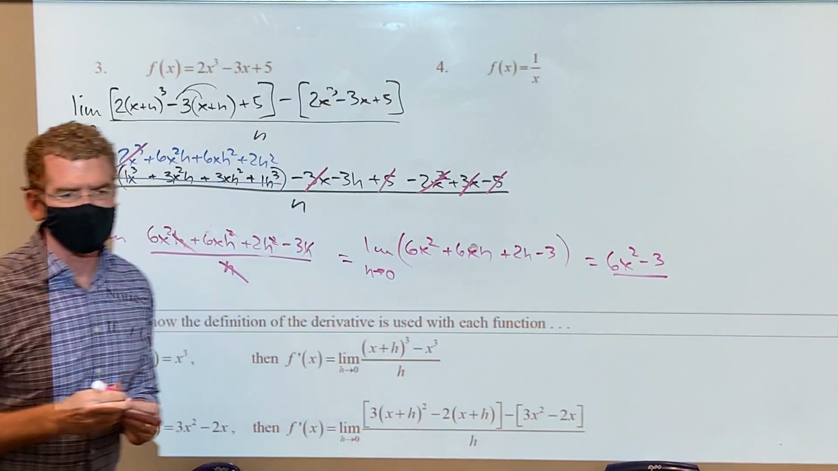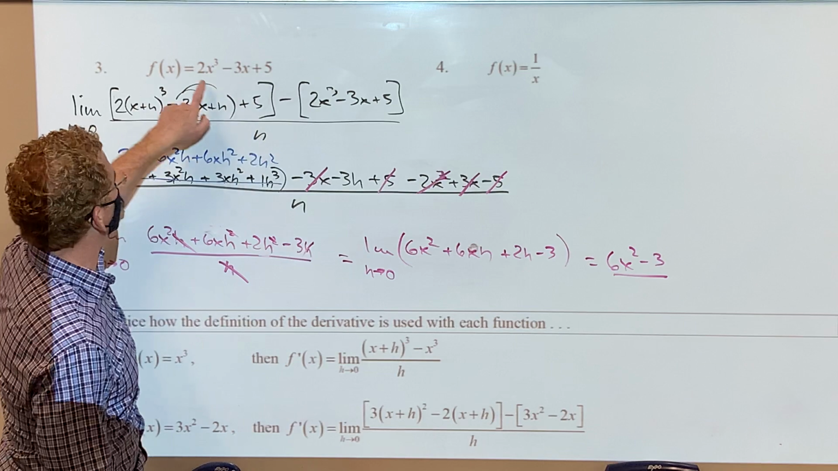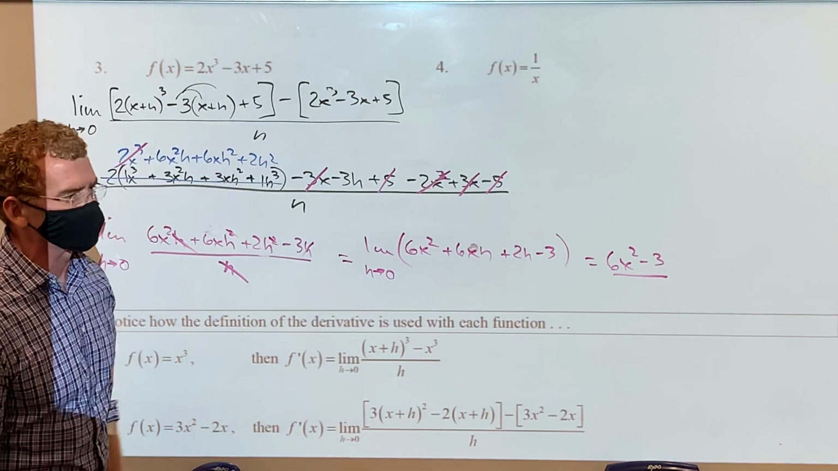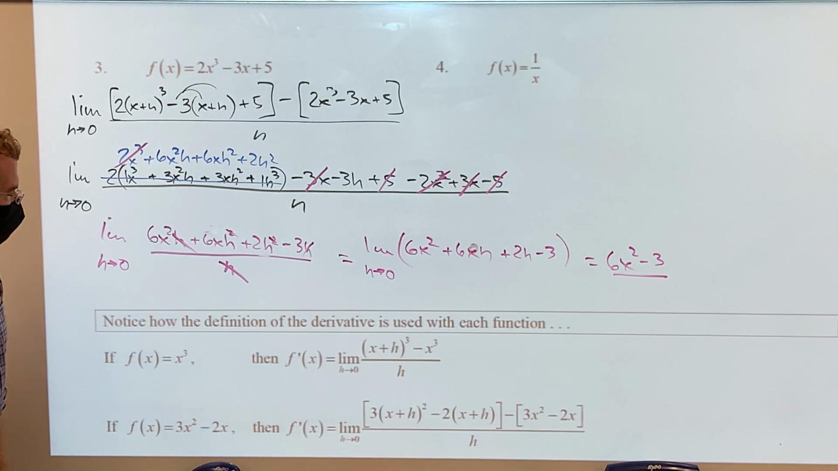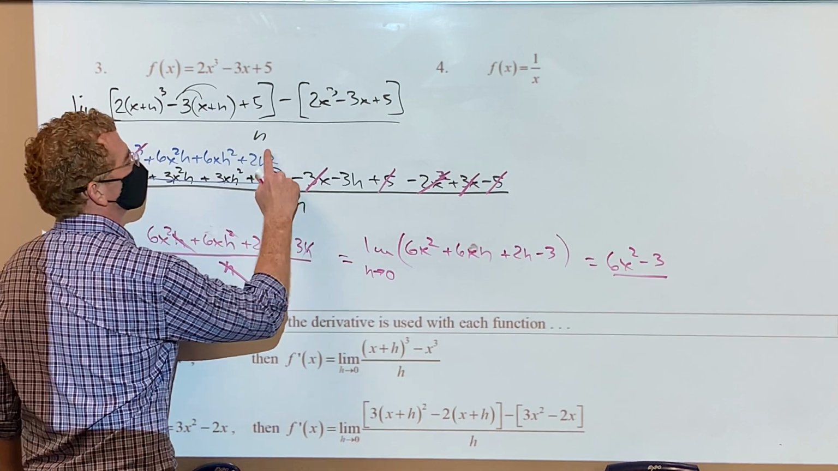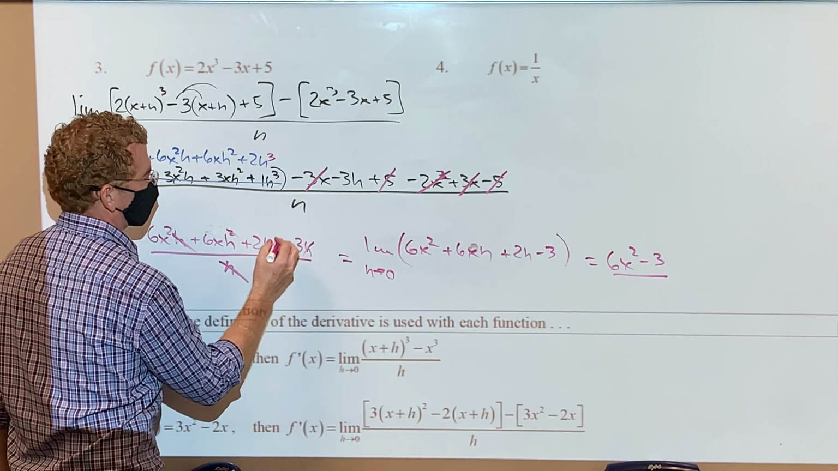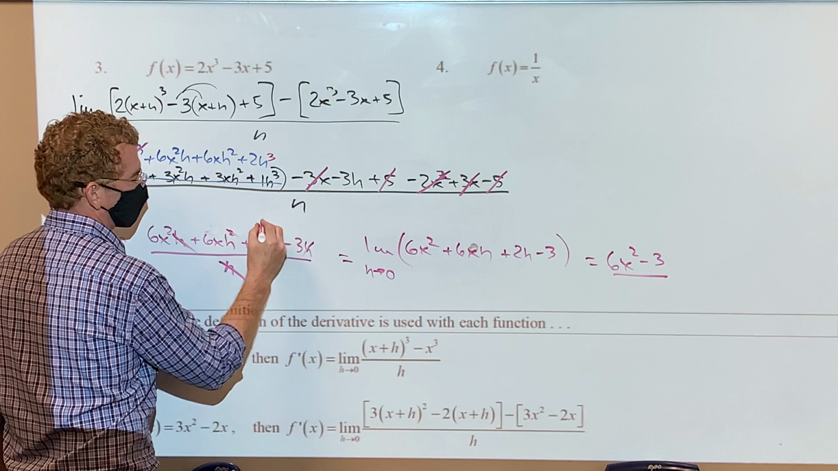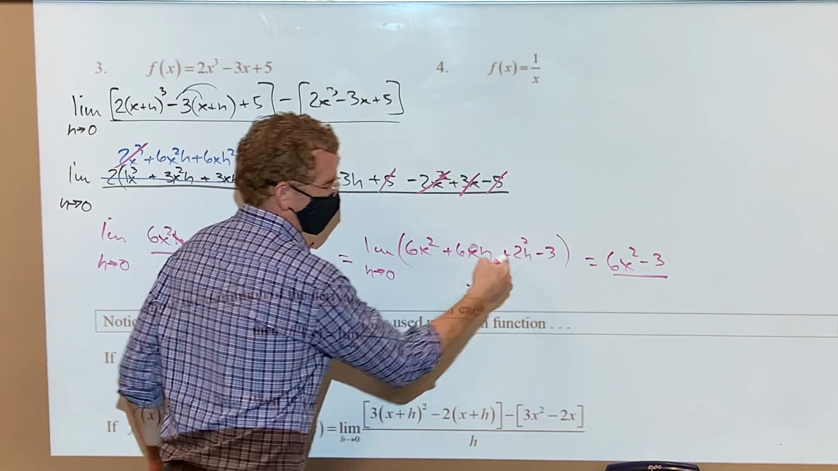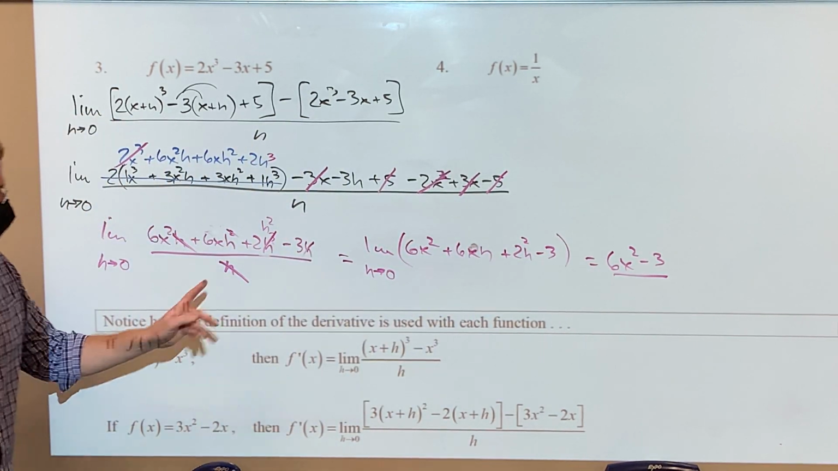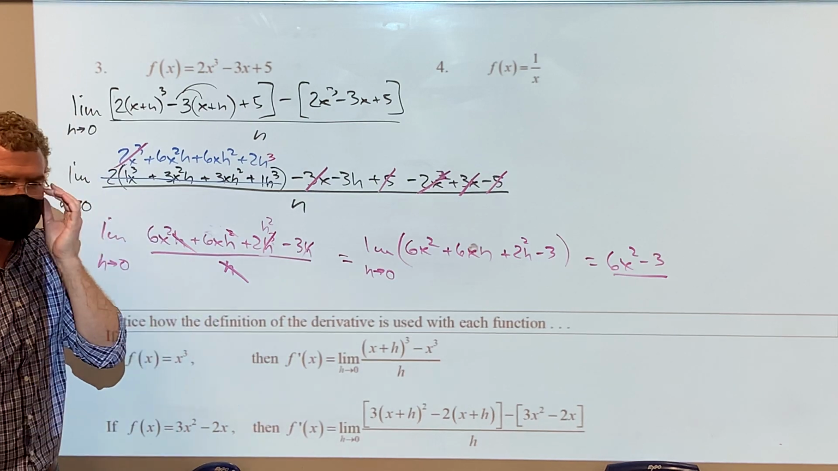And for those of you that had me last year, you probably can look up here and go, oh yeah, that would have been 6x squared minus 3. Wait, why is it 2h squared, not 2h cubed? You are absolutely right, sorry. It's not going to affect that because it went to 0, but you're absolutely right. Are y'all with me on that?